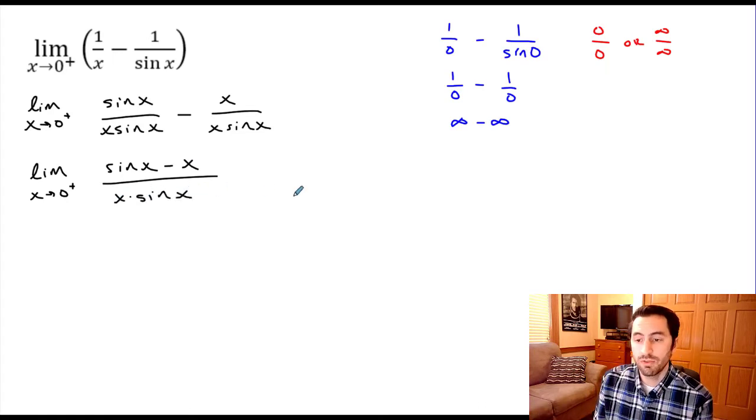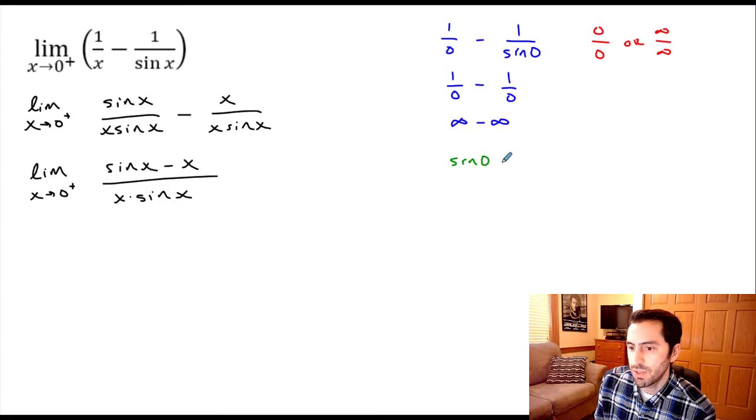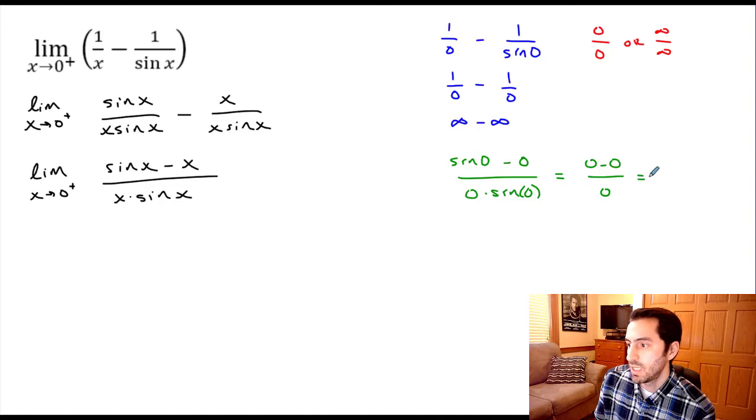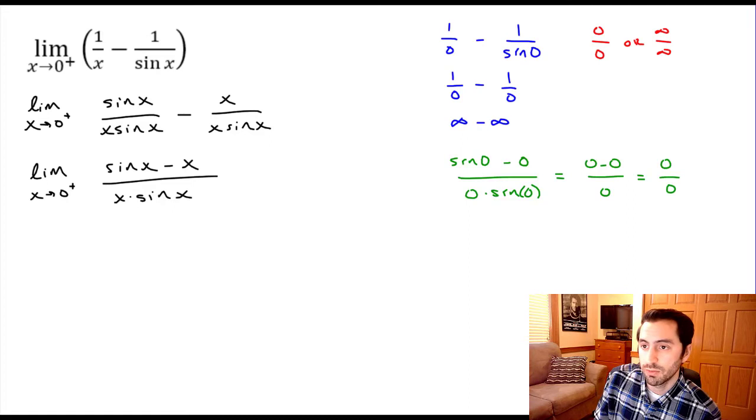So combining those two fractions together, now I think we're going to have an indeterminate form that does work with L'Hopital's rule. So if we try to plug in 0, the sine of 0 minus 0, and then 0 times the sine of 0. So this is going to simplify. We have 0 minus 0. The denominator, 0 times 0 is just 0. So we have this indeterminate form that works with L'Hopital's rule.